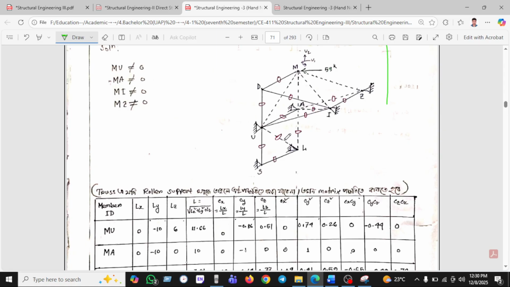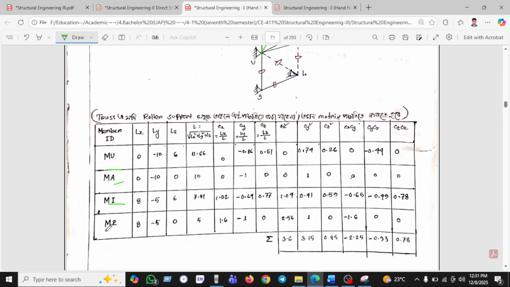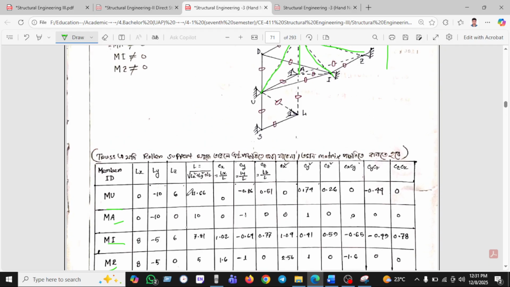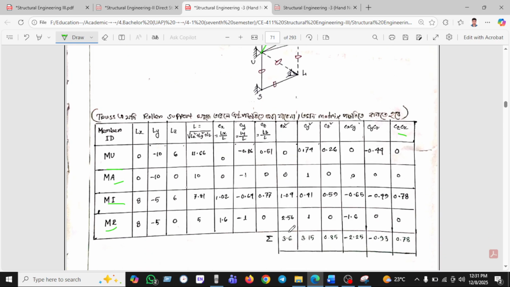this is mu, this is ma, this is the mi, and mz, this is the mz. So all members other than these 3 members will be 0. Okay, so in this way mu, ma, mi, mz, we've been seeing here, all the other members will be zero force members. Okay, so we'll calculate all the equations, putting here as in the previous, and finding this value.